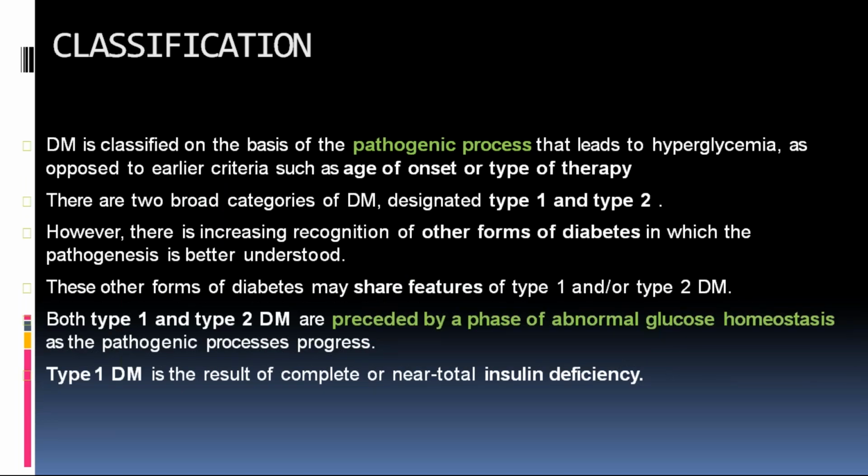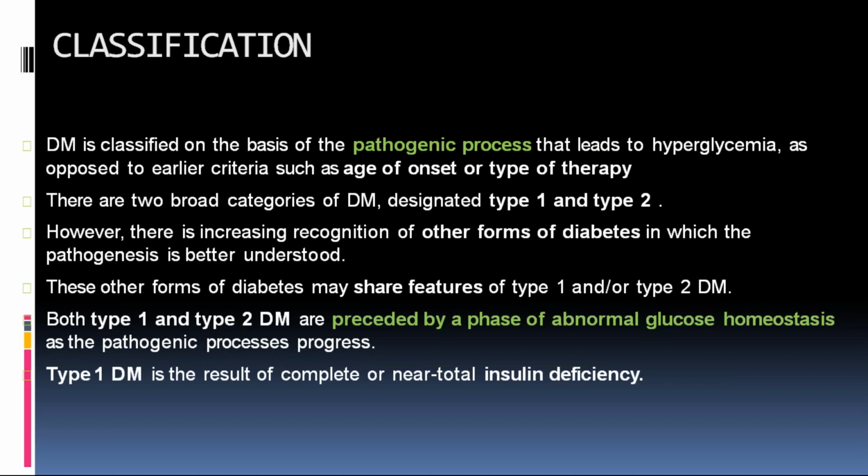So coming to the classification, it is classified on the basis of pathogenic processes that lead to hyperglycemia, and not like how it was proposed earlier according to the age of onset or type of therapy. There are two broad categories of diabetes, designated as type 1 diabetes mellitus or type 2 diabetes mellitus. However, there's an increasing recognition of other forms of diabetes that are emerging, in which the pathogenesis is also better understood now. So these other forms of diabetes may share features of type 1 and/or type 2 diabetes mellitus, the new ones that are emerging.